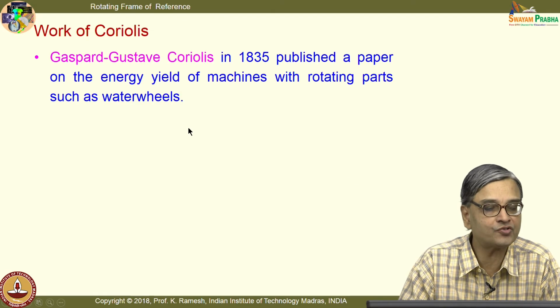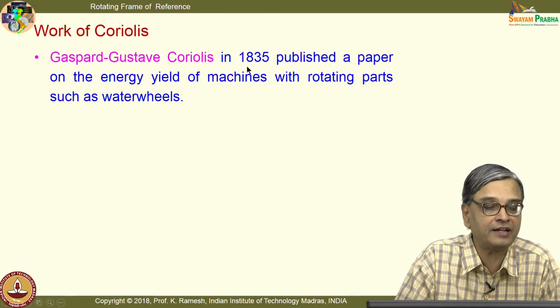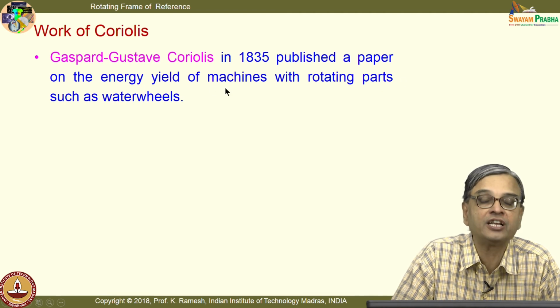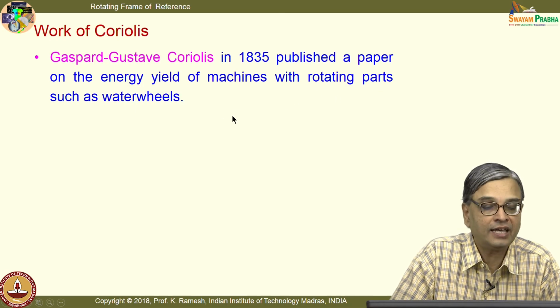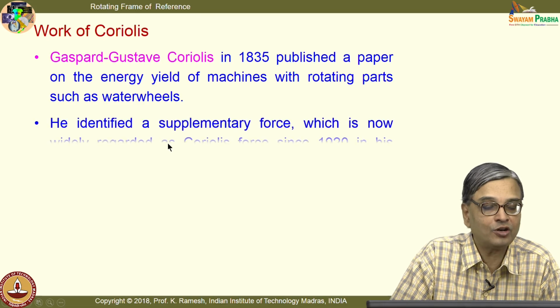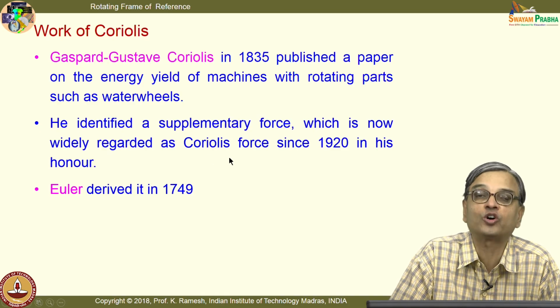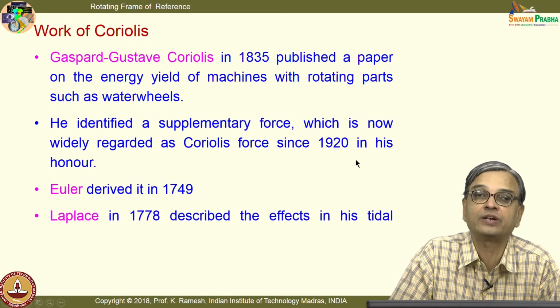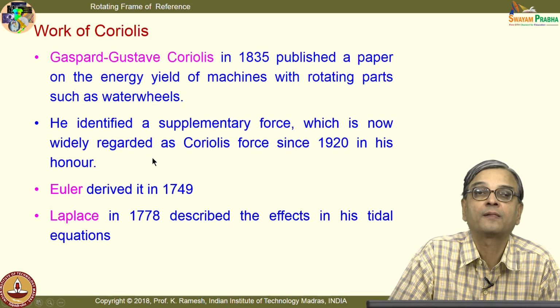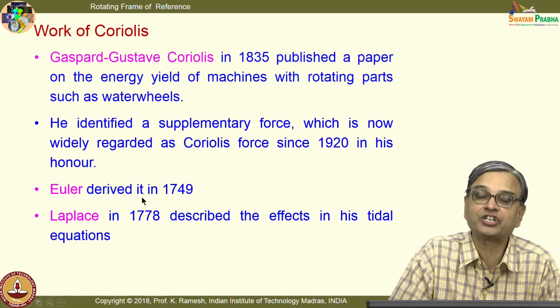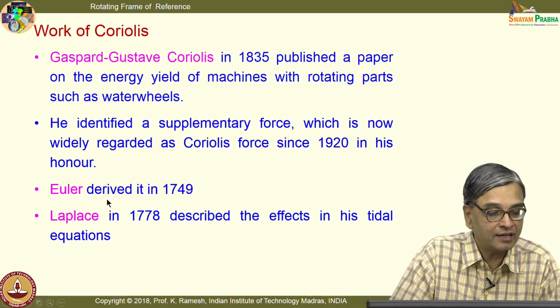And if you look at the history, it was in 1835 the French scientist Gustave Coriolis published a paper on the energy yield of machines with rotating parts such as water wheels. His observation was there was a supplementary force, which is now widely recognized as Coriolis force since 1920 in his honor. And if we look at the mathematical derivation by Euler, it was available in 1749 itself.